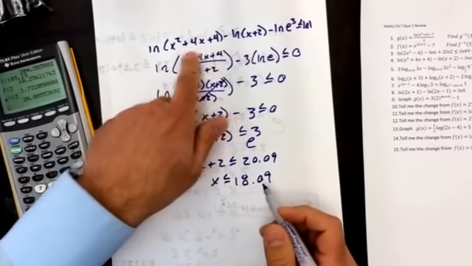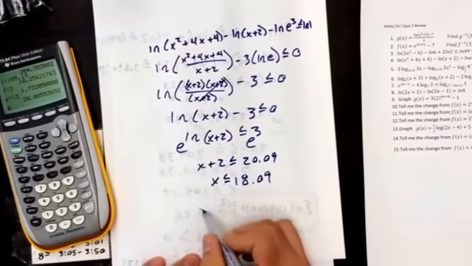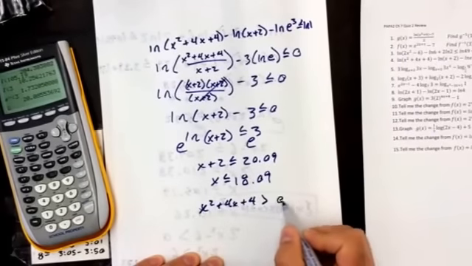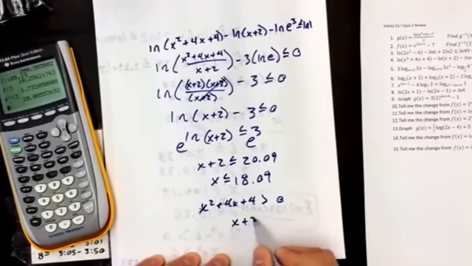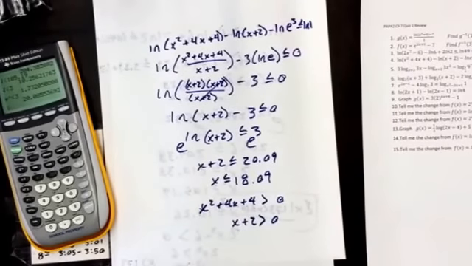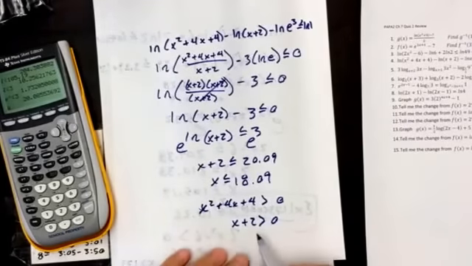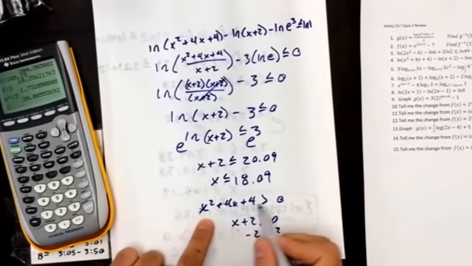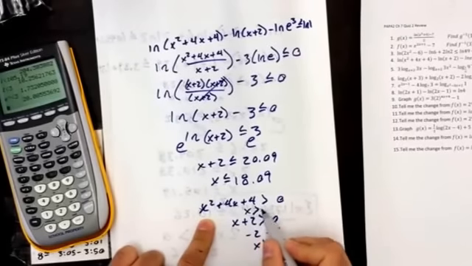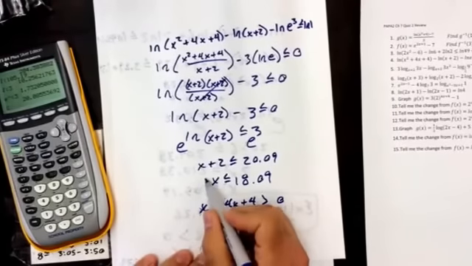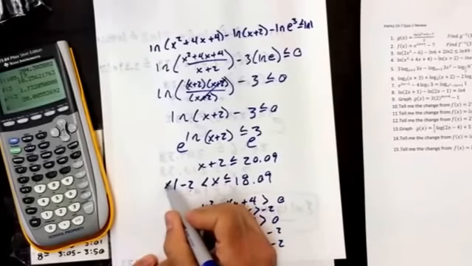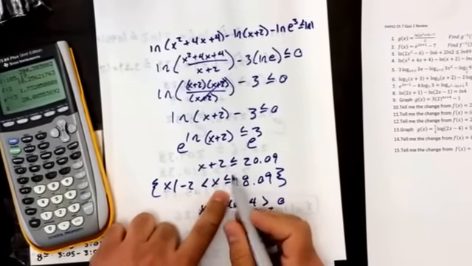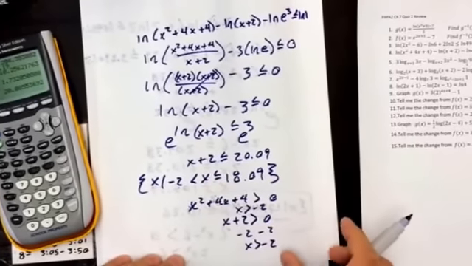Now remember that the argument of the log can't be 0 or a negative number, so x squared plus 4x plus 4 has to be greater than 0. This also has to be greater than 0. Whichever one gives me the larger number, that's the one I'm going to use. This gives me x is greater than negative 2, and if I do the quadratic right here, I get x is greater than negative 2 for this one as well. So my answer is going to be x follows the rule that negative 2 is less than x, which is less than or equal to 18.09.